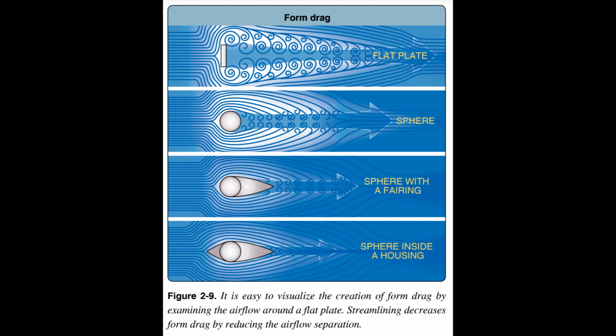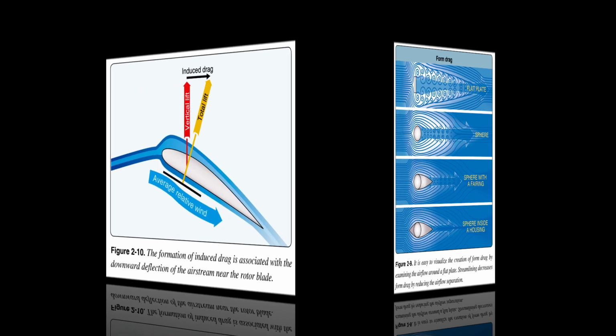Skin friction is caused by surface roughness. Even though the surface appears smooth, it may be quite rough when viewed under a microscope. A thin layer of air clings to the rough surface and creates small eddies that contribute to drag. Induced drag.